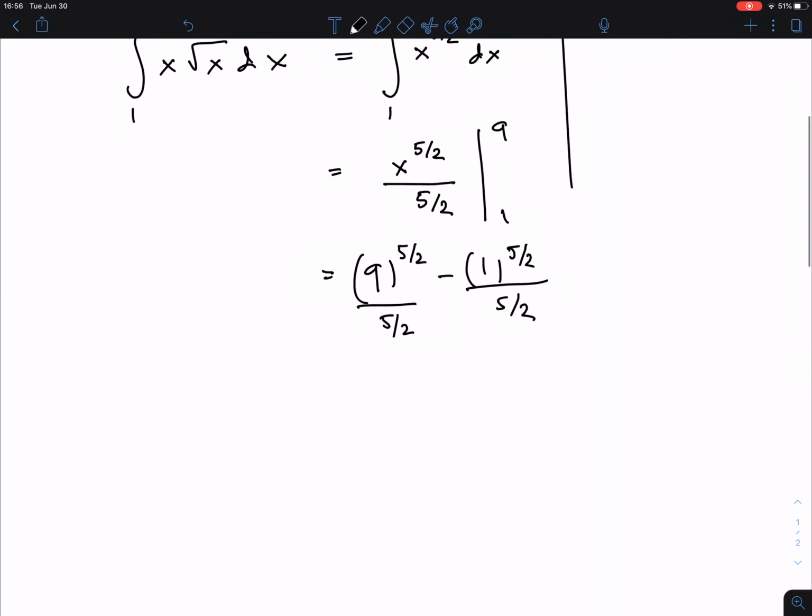Okay, now I'm going to show you that you can actually simplify this, because sometimes you're going to need to do this. If you don't need to do it, you don't have to do it. But I want to show you how it works.